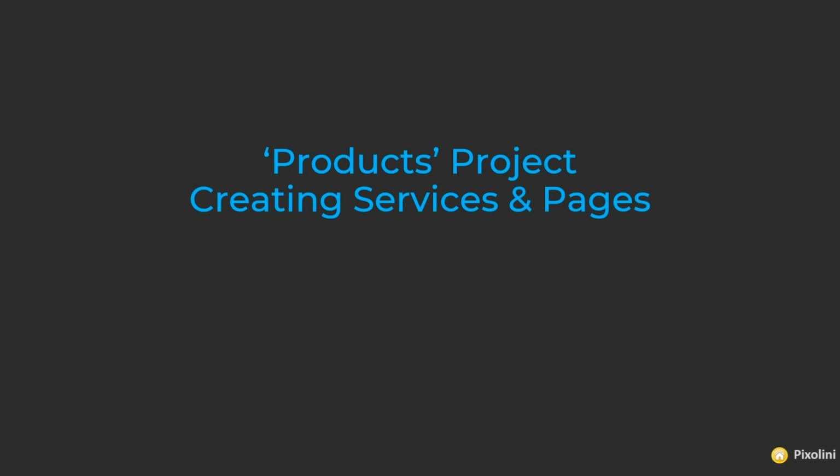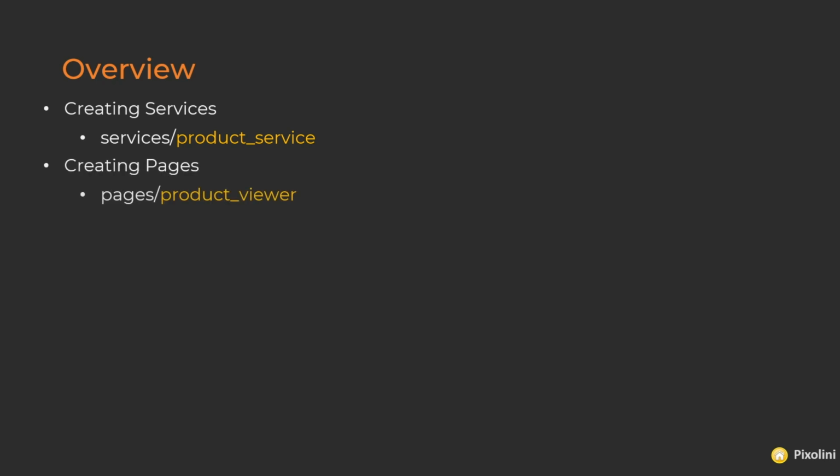In this section, you create services and pages for the Products Starter project. Let's get an overview of what you will be creating. You're going to create the product service, which is responsible for making RESTful API calls and returning back JSON data, and we'll use the product model to convert the data back into a more readable format.